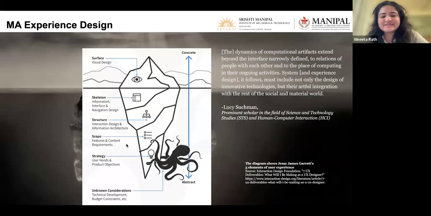Thank you, Kush. Thank you for that lovely invite. So I am here to talk about the MA in Experience Design. And this is again an MA program which is guided by inquiring into our practices. And what you see here is essentially an iceberg model that I have borrowed from Jesse James Garrett's 5 Elements of User Experience. It's essentially talking about how we look at technologies and just the surfaces, but there is a lot going on in the background in terms of a lot of depth that's required in terms of how do you look at technologies that shape our worlds in our everyday worlds.